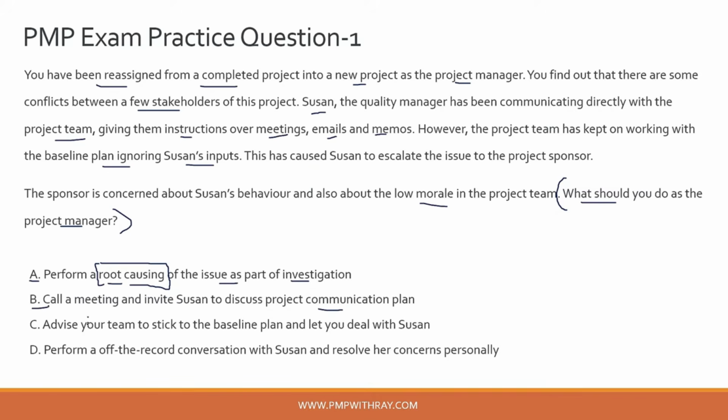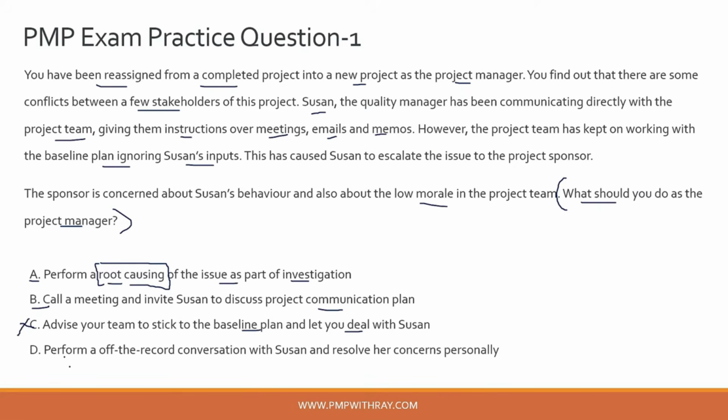Okay, let's move on to option number C. Advise your team to stick to the baseline plan and let you deal with Susan. Okay, now that is not a preferable approach, guys. The message you are sending to Susan is that you do not involve your team in the discussion with the stakeholders, right? So that way the team will always try to assign you to problematic situations when dealing with stakeholders, and always feel that the project manager will be dealing with difficult discussions whenever they come up in a project. Okay, so as a project manager, you don't want to set that expectation with your team, right? So option C is incorrect.